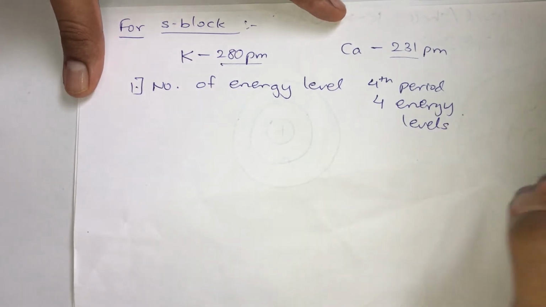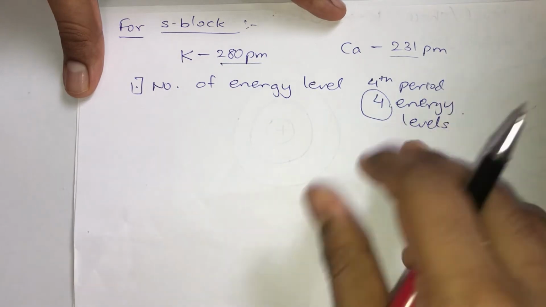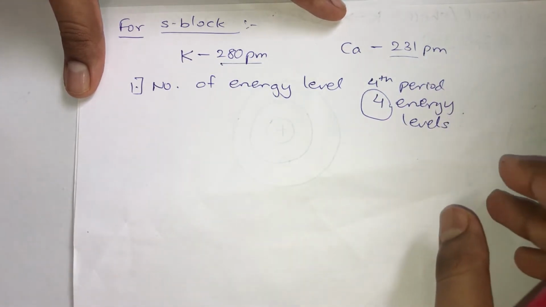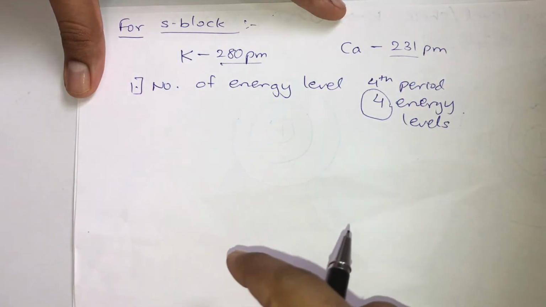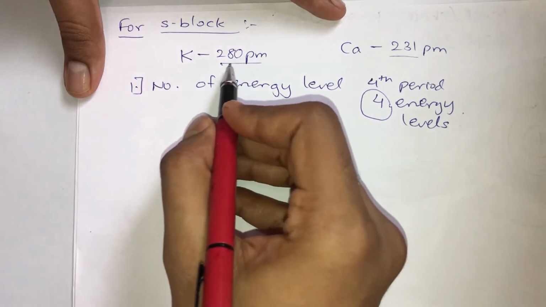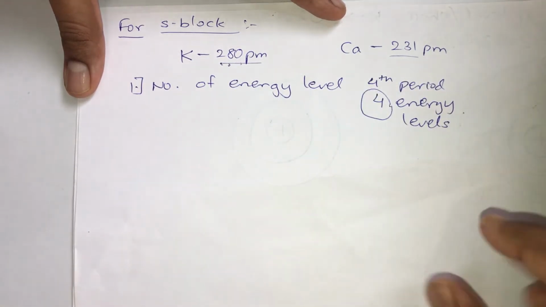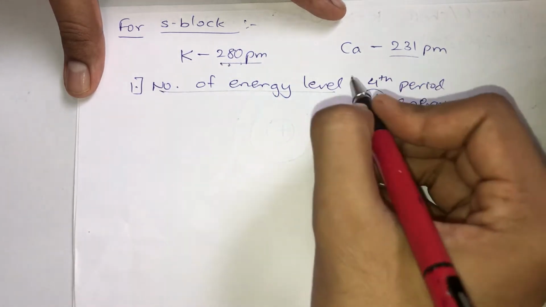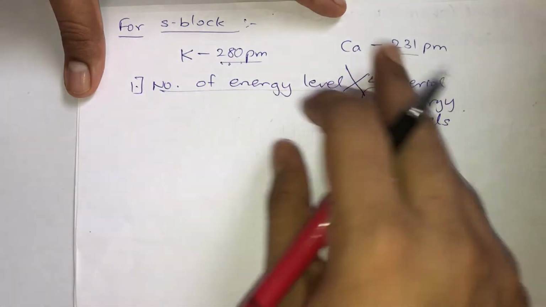So can I say that potassium and calcium, both of them have the same number of energy levels, and since they have the same number of energy levels, the number of energy levels cannot be the differentiating factor for the atomic radius. Am I right? Since they have the same number of energy levels, this factor is not going to affect the change in the atomic radius.